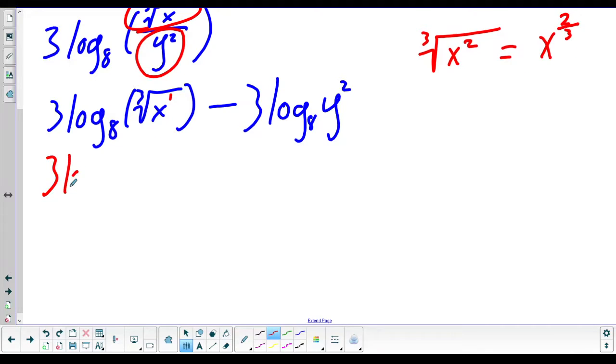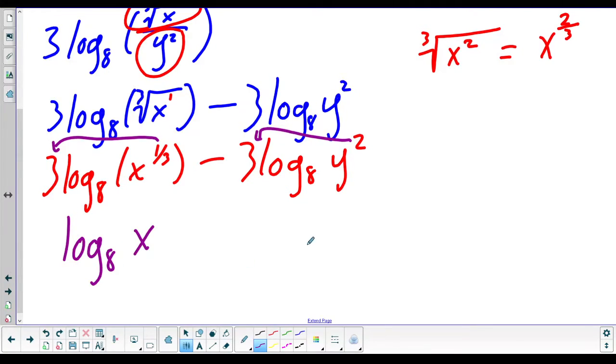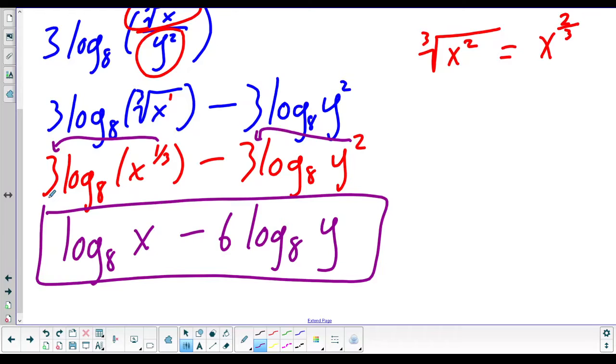So ours will be to the 1/3 power. So we have 3 log base 8 of x to the 1/3 power minus 3 log base 8 of y squared. We'll just copy it for consistency. Now we're going to take our exponents and turn them into coefficients. So we're going to throw them to the front and multiply them by the 3 that's already there. So 3 times 1/3, those cancel. So this one becomes simply log base 8 of x. And then 2 times 3 is 6. So this will be minus 6 log base 8 of y. And this is as expanded as we can make that.